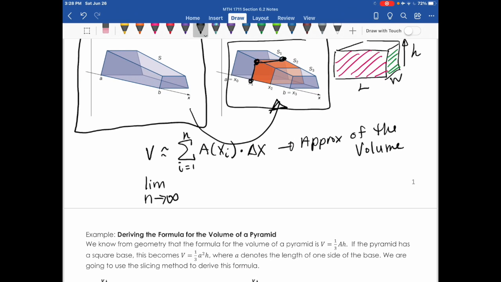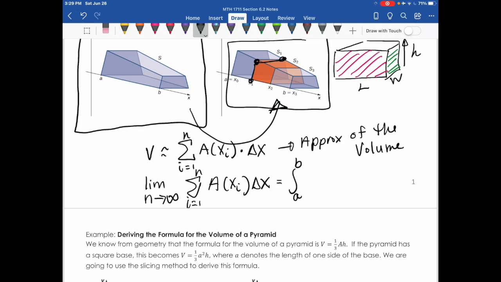But then if we take it further, just like we used to find the exact area, if I take the limit as n approaches infinity, if I create more and more slices that are thinner and thinner and thinner, then I can get the exact volume. So I can take the limit to infinity of the sum from 1 to n, using the area with the endpoints plugged in, multiplied by the width, and remember what that gives us. That gives us the definition of a definite integral.